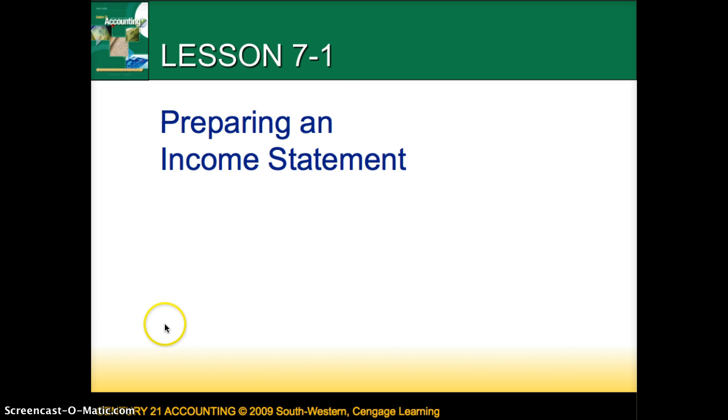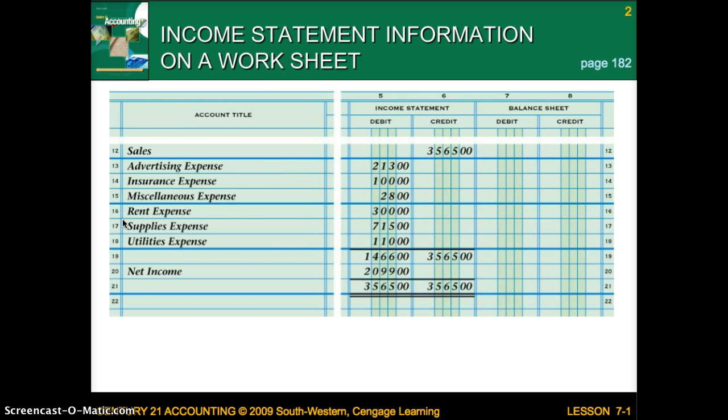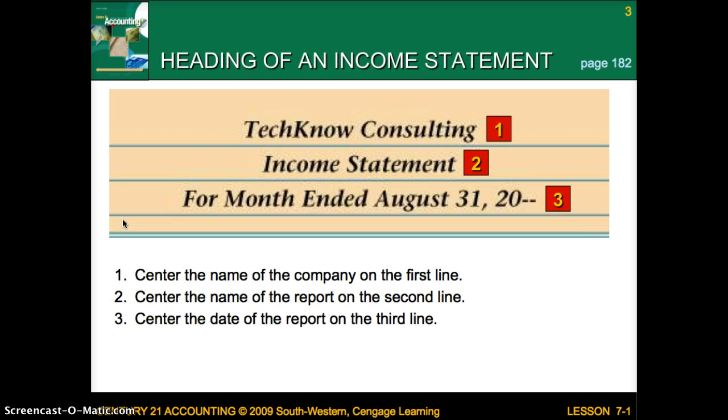Again, if you have not read section 7.1 and taken notes, please pause this video now, go back, read the chapter, take notes, and come back to this lecture. Okay. For an income statement, this is what it will look like, or this is what we'll be looking at on our worksheet. But we can go to our income statement and write our heading.